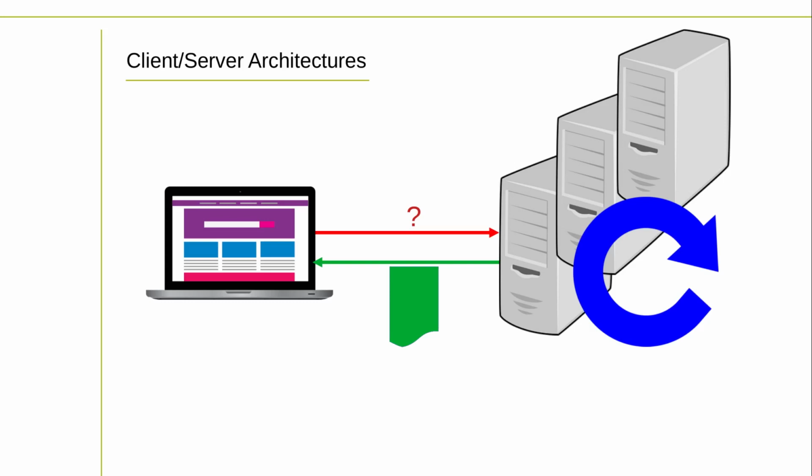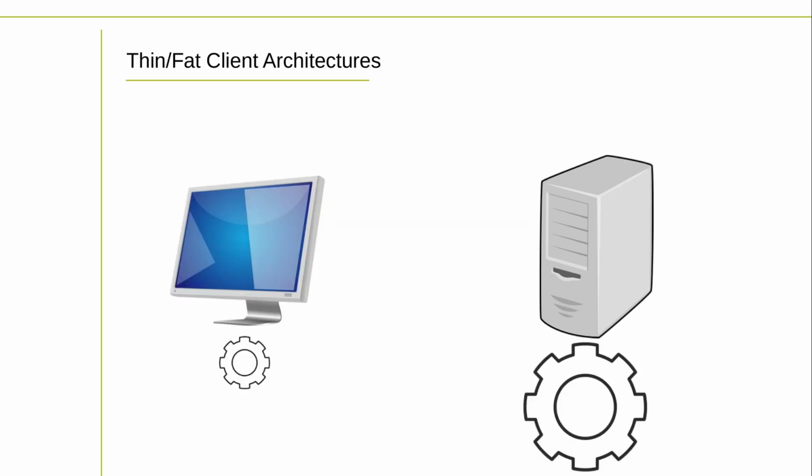Examples of client-server applications include email servers, web servers, file servers, and database servers. In each case, the server provides a service or resource that clients can access over a network. Thin client and fat client architectures are different approaches to designing client-server computing systems.